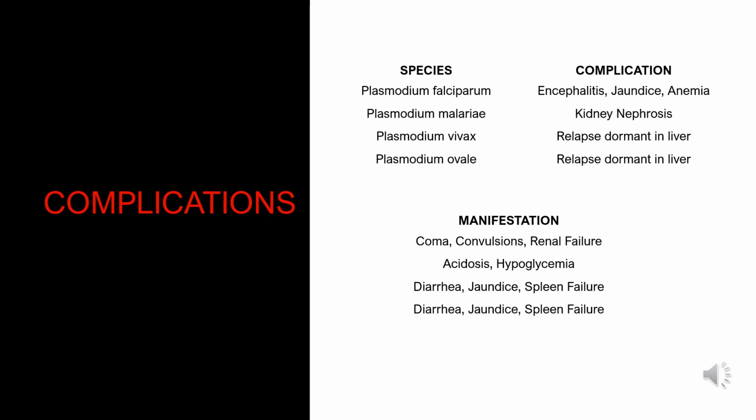Complications. Complications in malaria depend on the kind of species that you get infected by. Most of the complications remain the same, but if not treated, they can have even major complications such as coma, renal failure, diarrhea, jaundice, and even death.